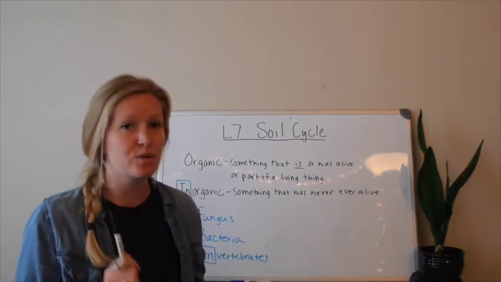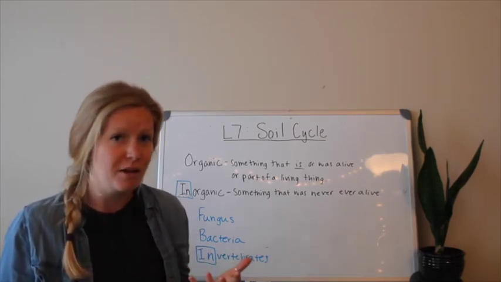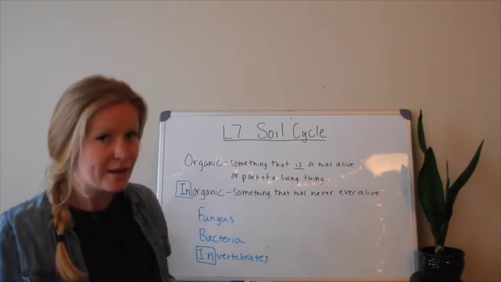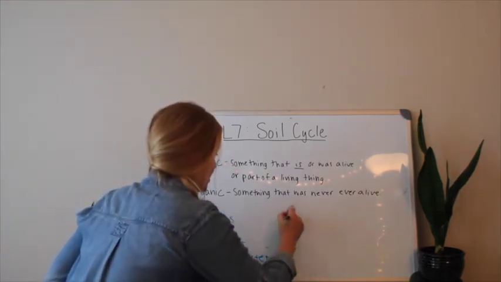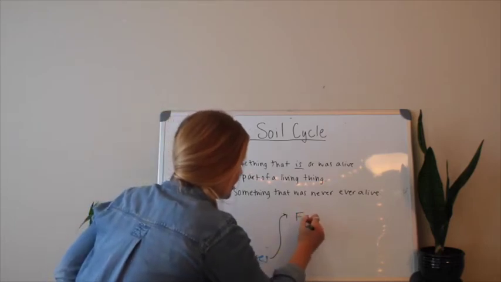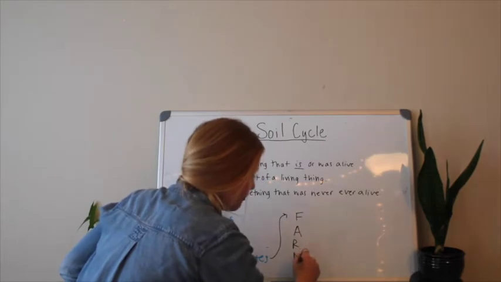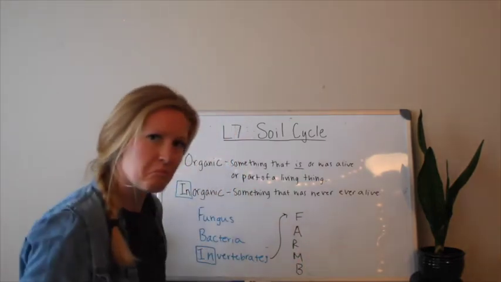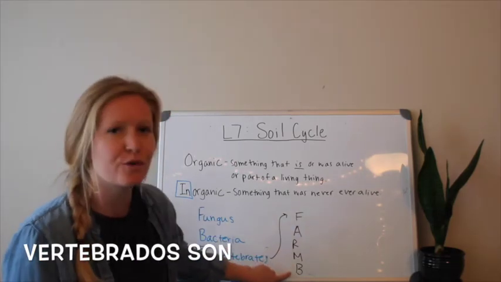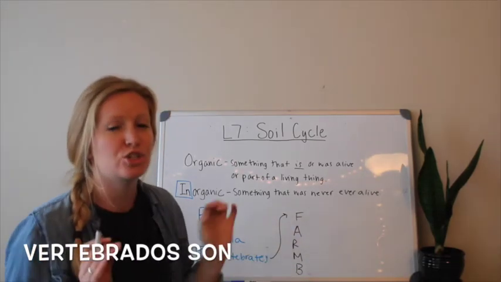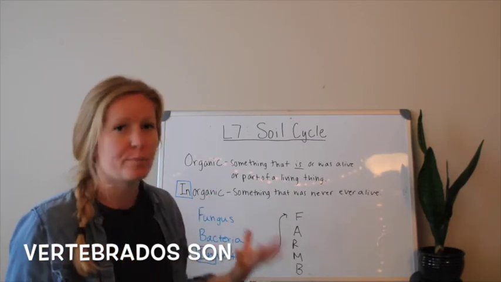So there's a special way to help remember whether an animal is a vertebrate or an invertebrate. And the way that I do that is with another acronym. And I'm going to go over here. And that acronym is FARMB. So farm with a B on the end. And each of these letters stands for a group of animals that do have a backbone. So farm is representing vertebrates.